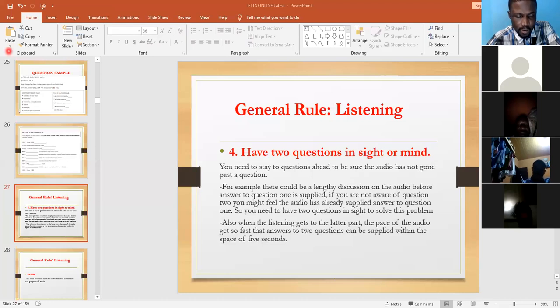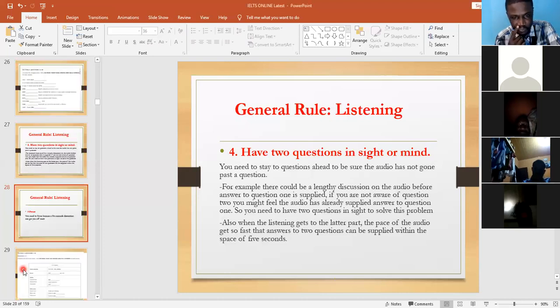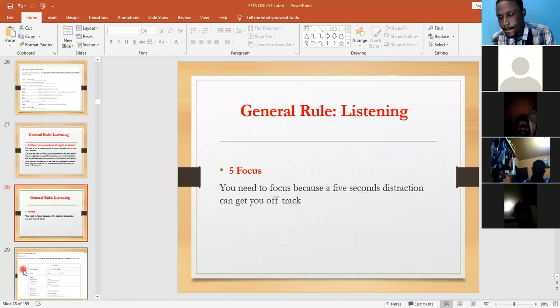So just give me a second. Okay, so now the 5th rule is focus. You need to train yourself to focus, because all the rules I've given you, if you cannot concentrate for straight 6-7 minutes, because that's the space of a session, all your efforts will be a problem.